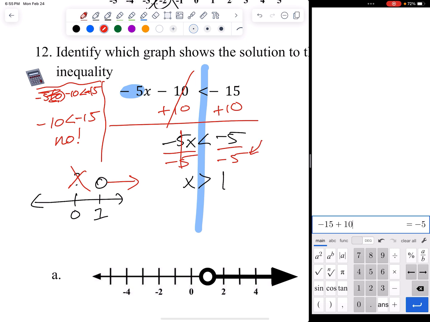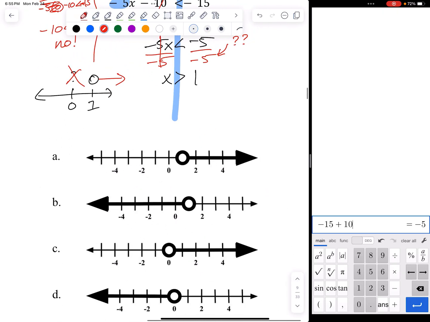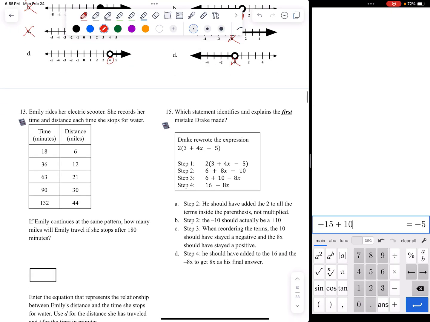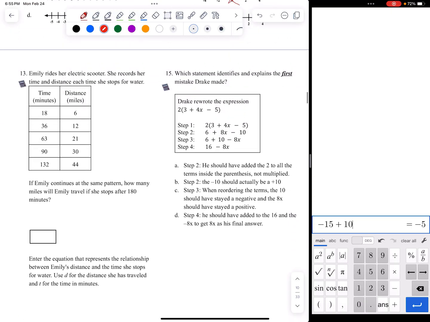And again, did you forget to flip the inequality because you divided by a -5? So which one has it at 1? That's 1. That's 1. It is not 0. Which one goes to the right? A. Okay, and more calculators, so I'm just going to leave that open.